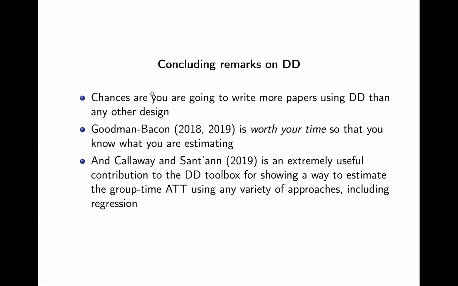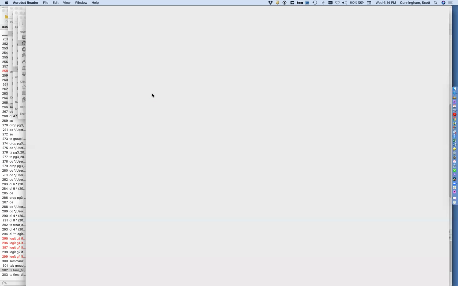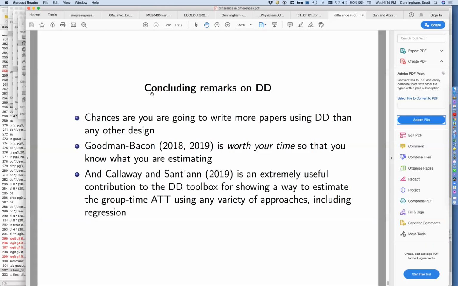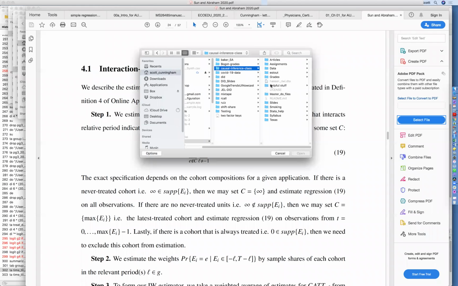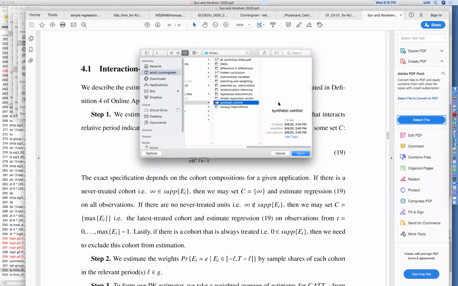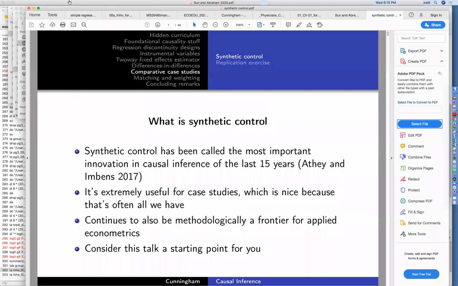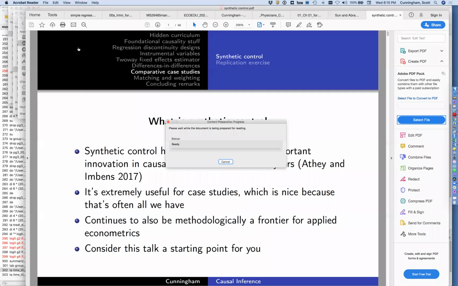So that concludes the diff and diff material. What we're going to do now is we're going to do synthetic control, okay? Slides, synthetic control, right? We will conclude after that.